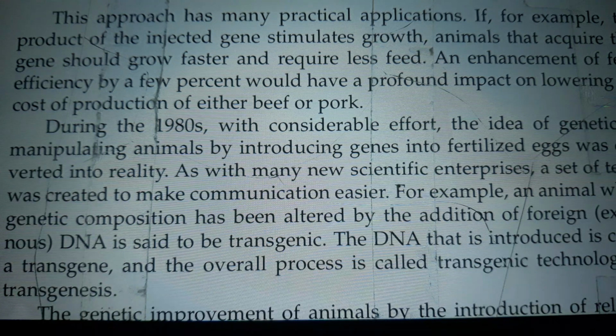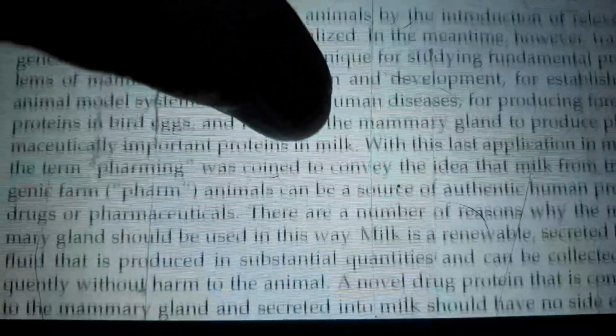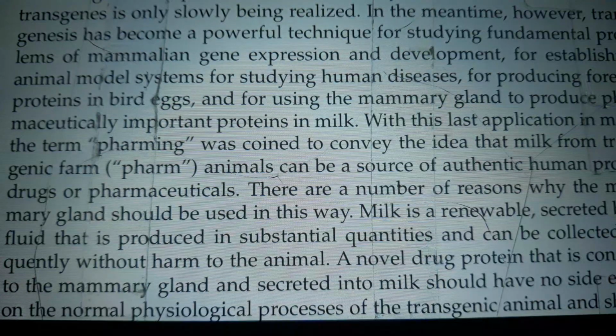As with many new scientific enterprises, a set of terms was created to make communication easier. For example, an animal whose genetic composition has been altered by the addition of foreign exogenous DNA is said to be transgenic. The DNA that is introduced is called a transgene, and the overall process is called transgenic technology or transgenesis. The genetic improvement of animals by the introduction of relevant transgenes is only slowly being realized.